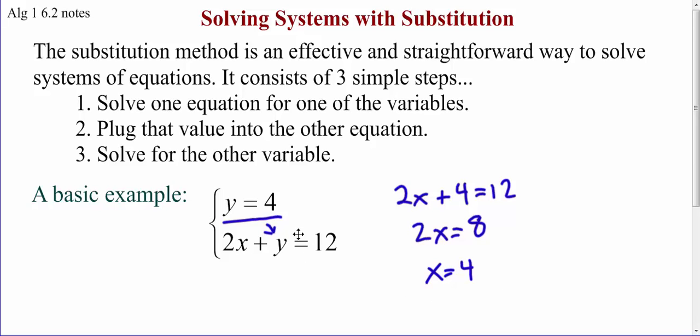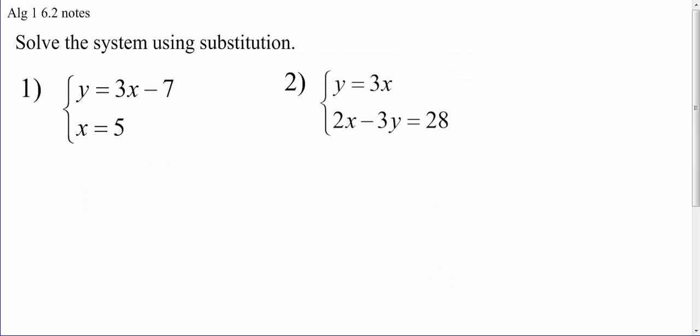Now this one is a pretty quick one because y was essentially given to us and we just found x that fast, so our solution would be 4, 4. Now remember, if we were solving this by graphing, which we definitely could, we would find that the two graphs intersect at that point. All right, so let's take a look at some others.